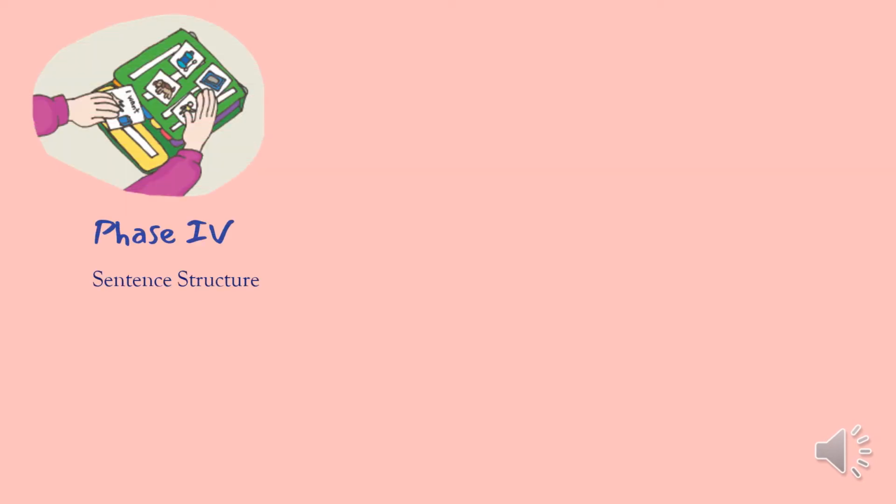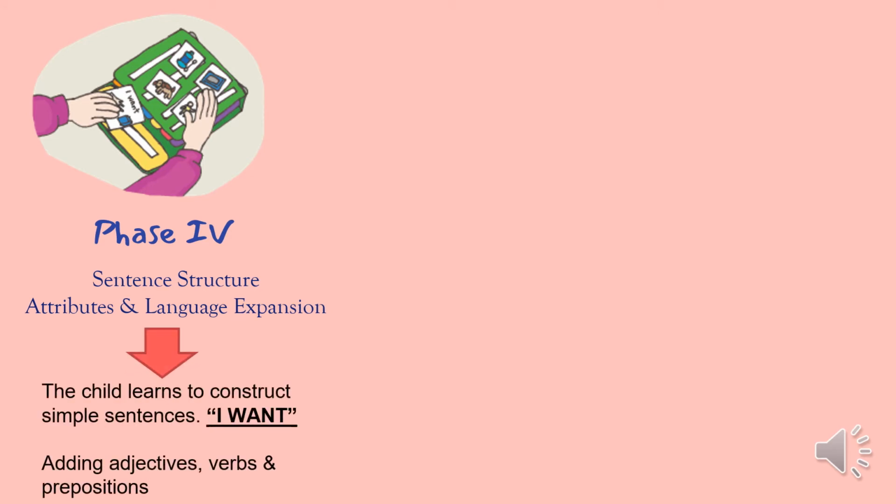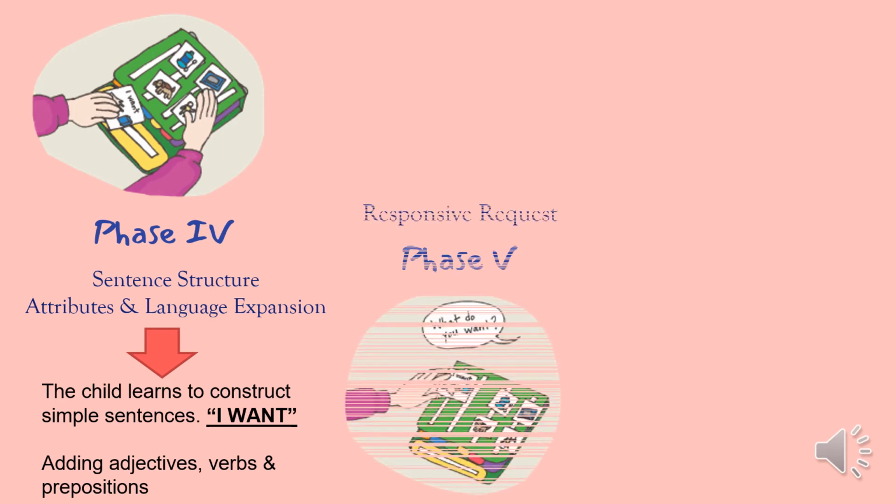Phase 4, sentence structure, attributes, and language expansion. For the sentence structure, the child learns to construct simple sentences by using the I want picture followed by the picture of the item being requested, and it is placed on the detachable sentence strip. For the attributes and language expansion, the child learns to expand his or her sentences by adding adjectives, verbs, and prepositions.